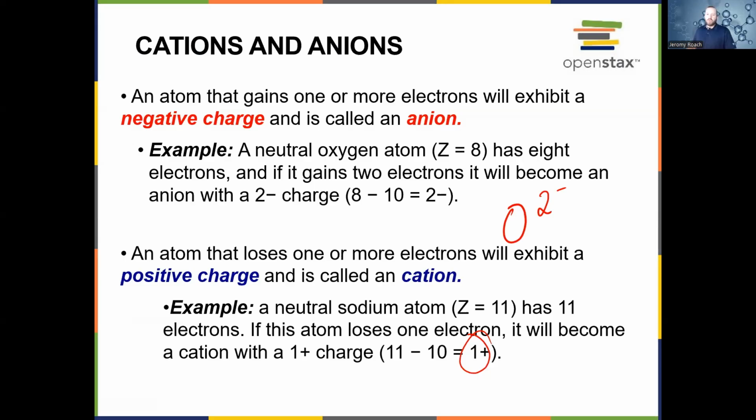If an atom loses 1 or more electrons, it's going to have a positive charge. So there's going to be more protons than electrons. A neutral sodium atom has 11 protons and 11 electrons. This is Na on the periodic table. And if this atom loses an electron, it will become a cation with a +1 charge. And again, we're just subtracting the number of protons and electrons to find its overall charge.